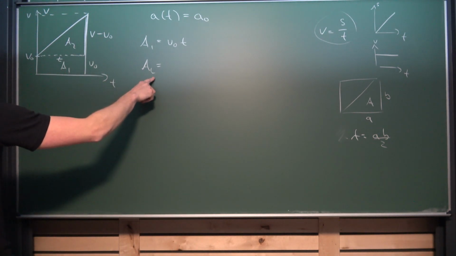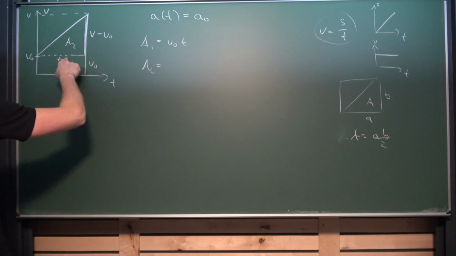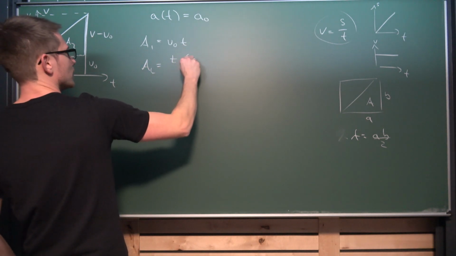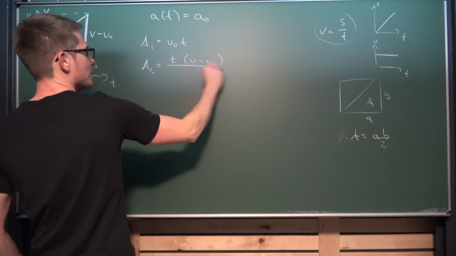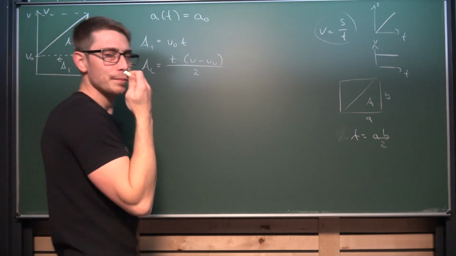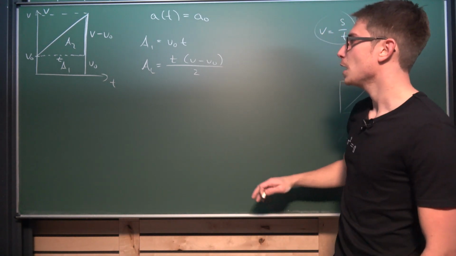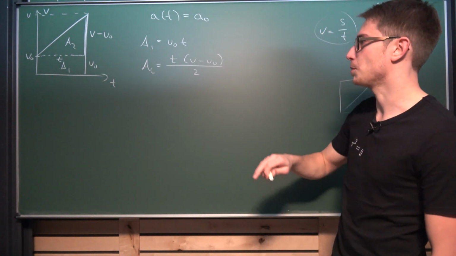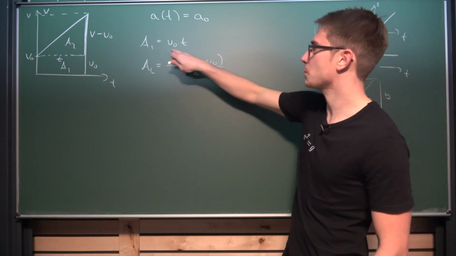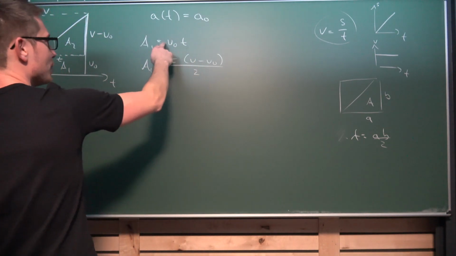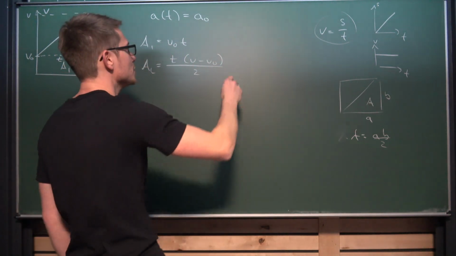Now, A2 is hence going to be t times (v minus v naught) divided by 2. And now you can go through the dimensional analysis here and see what the units are going to be. But you are going to notice that we get the same units as v naught times t. Both areas are going to have the same units overall.